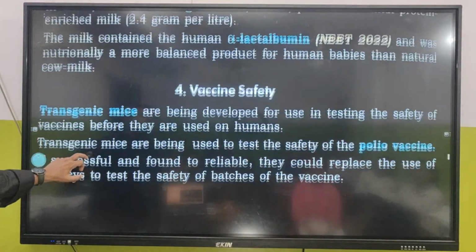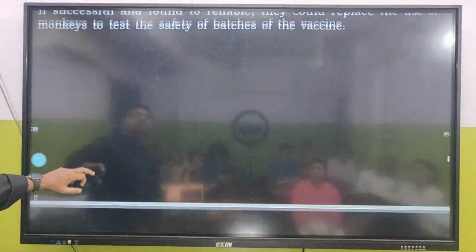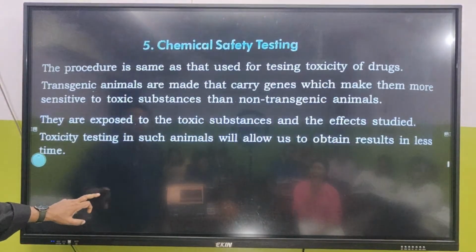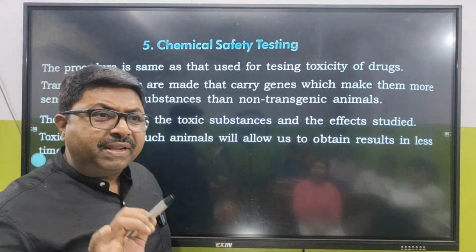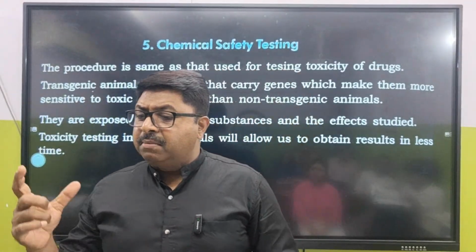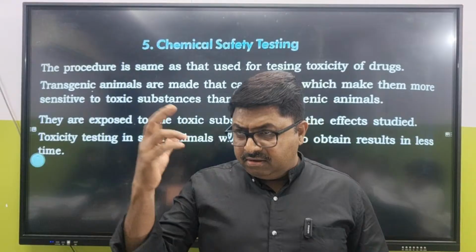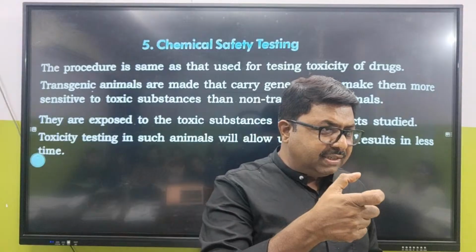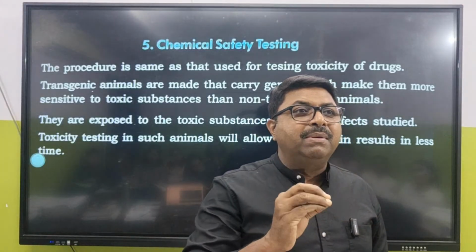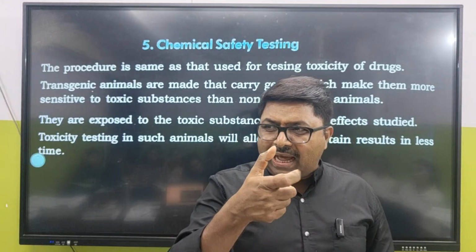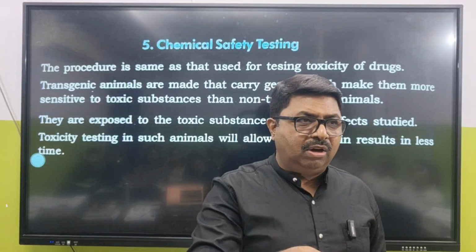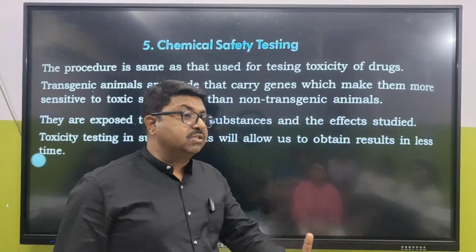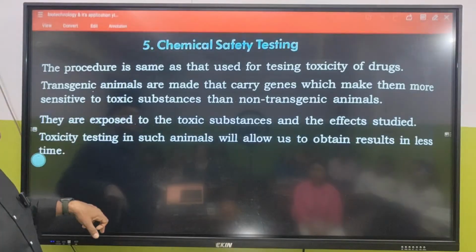Vaccine safety. We are not going to go line by line; you just study that. Chemical safety. Some animals are very sensitive to chemicals. When a foreign company tries to introduce a deodorant or perfume, they first check what kind of chemical is present. They put it on the eyes of a transgenic guinea pig. If it loses its vision, that chemical is not allowed to be marketed in India. So that is chemical safety testing.